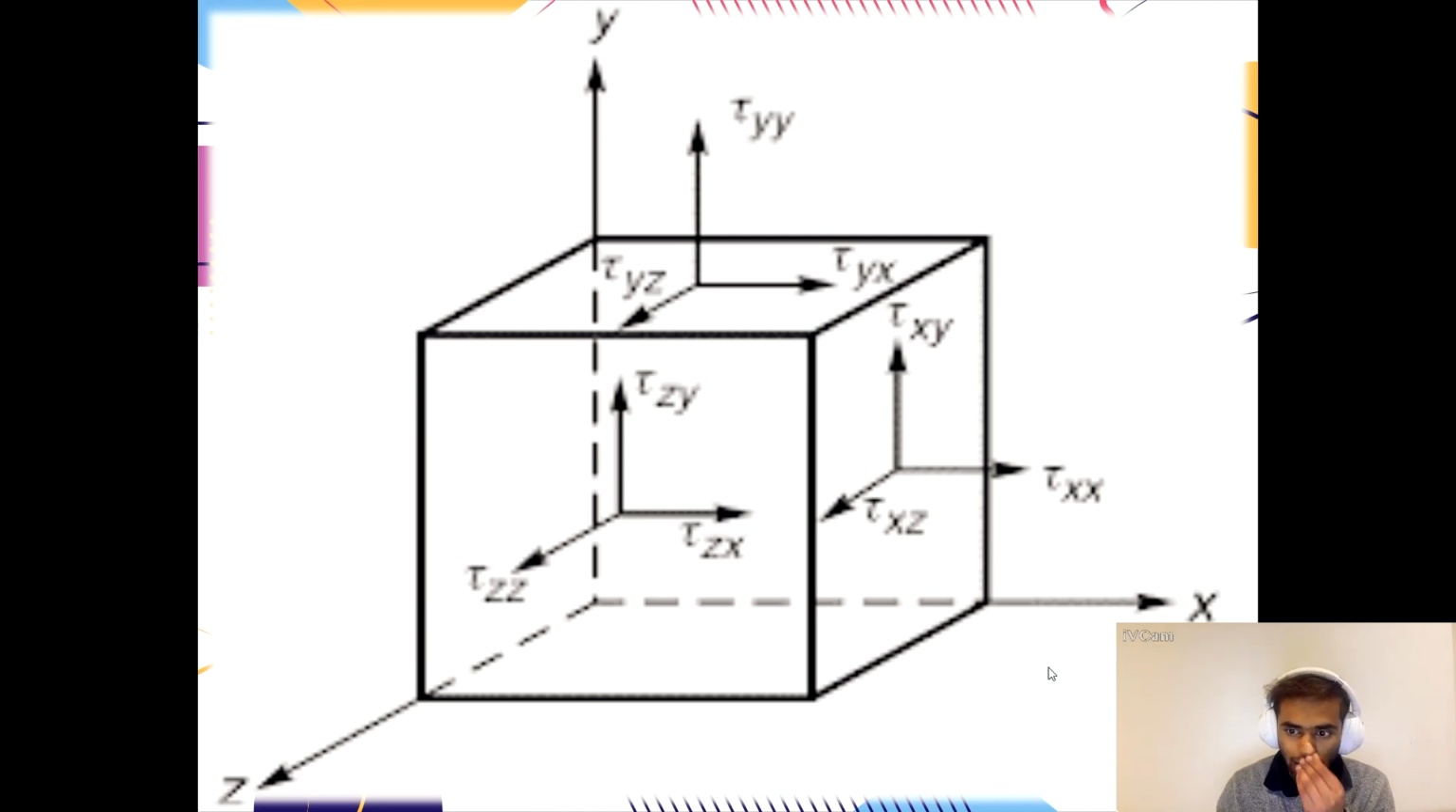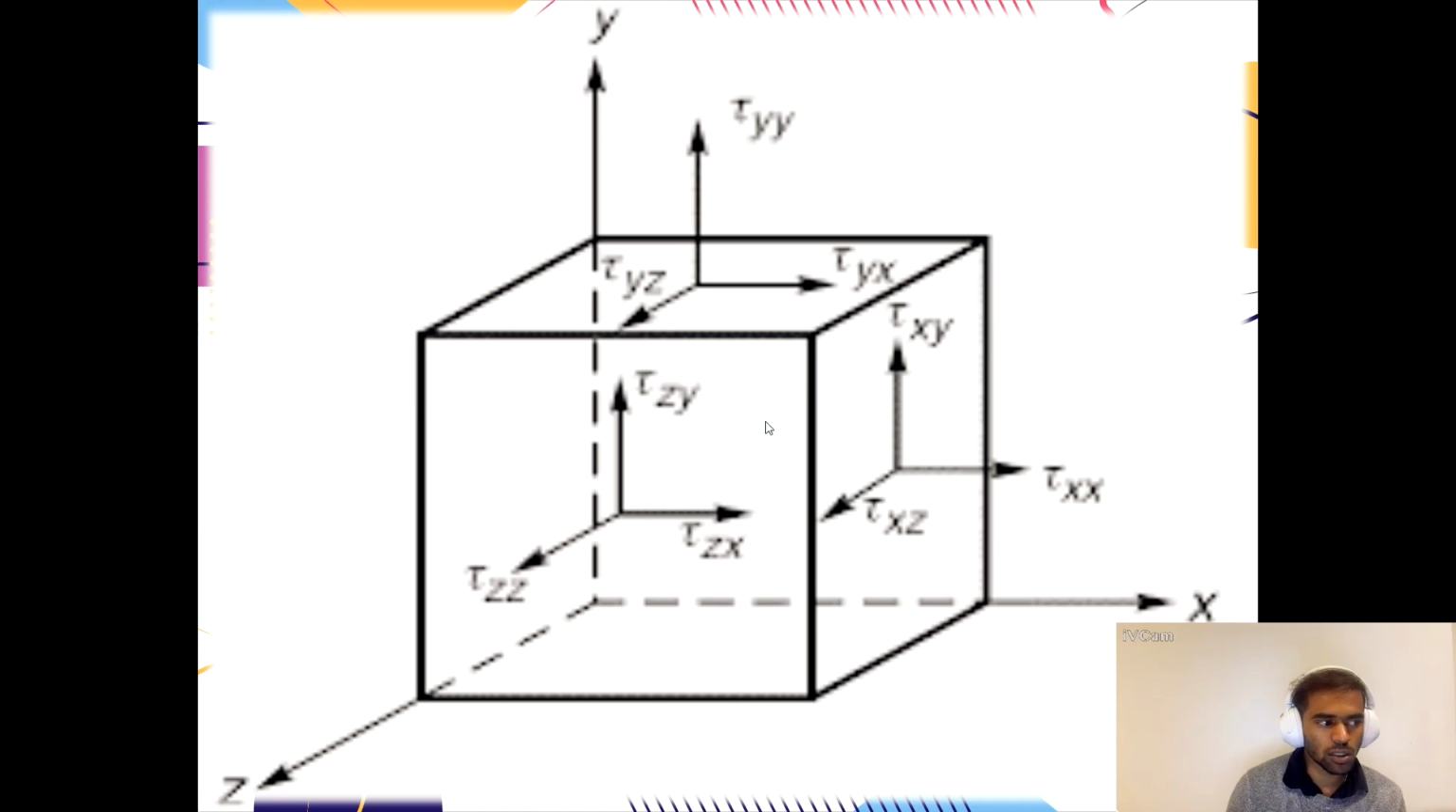Here we can see that sigma xx, sigma yy and sigma zz are the normal stresses, and tau xy, tau xz, tau zy and so on are stresses acting along the surface of the plane, and they are shear stresses.